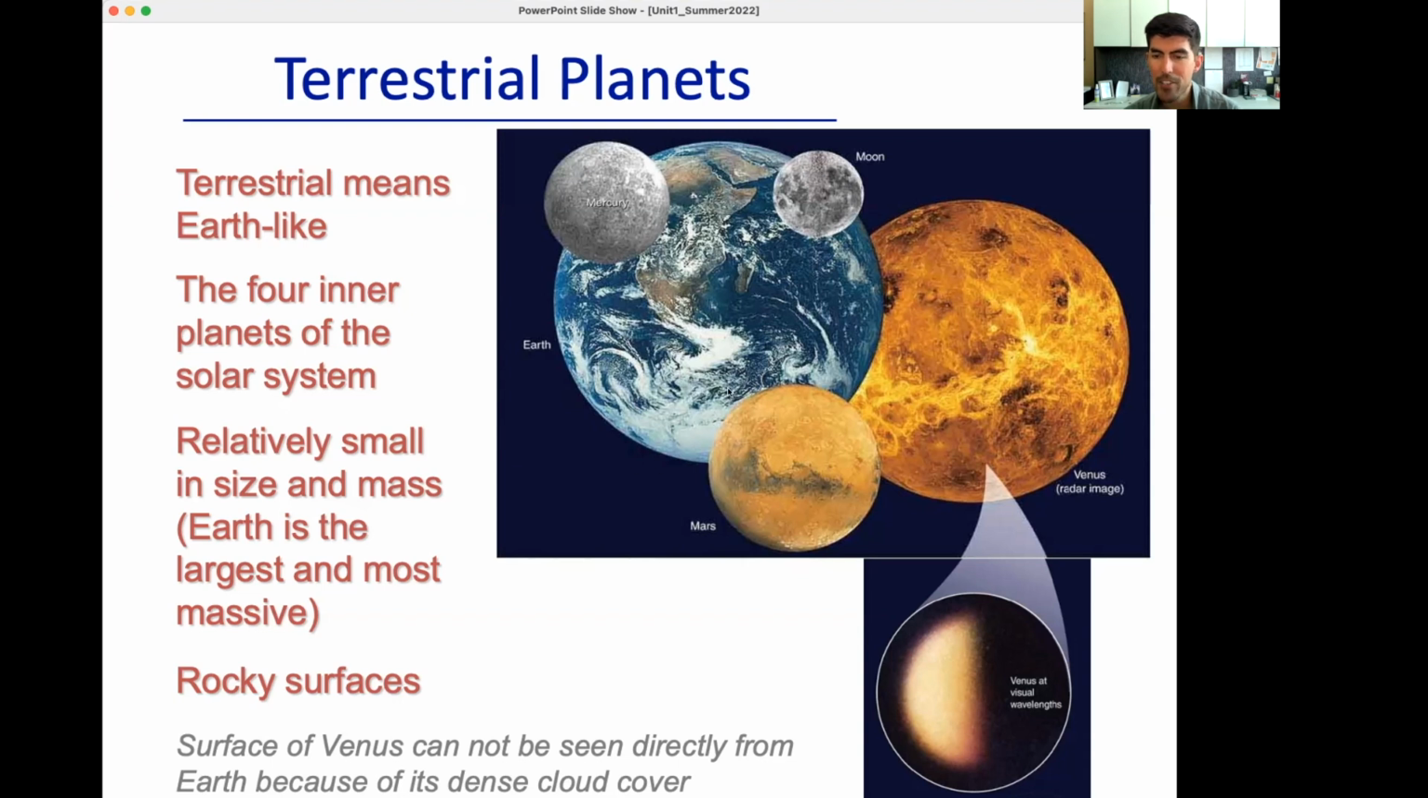Many of them have somewhat of an atmosphere, and we can see that for the Earth here. We can see the atmosphere, and also Venus has a very thick atmosphere that covers its surface. And this image here is from radar, which is actually able to see through to the surface of Venus.